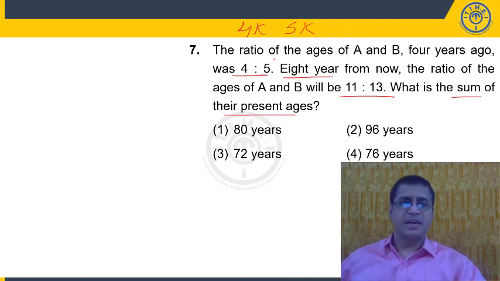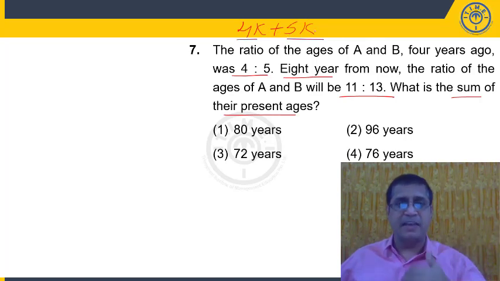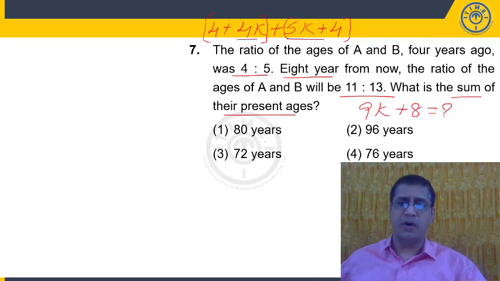Sum of the present ages. 4K and 5K are the ages 4 years ago. When you add these two, you will get the sum of their ages 4 years ago. But what is it saying here? Present ages. Present ages means you need to add 4 to the 4K and 4 to the 5K. Means 5K plus 4K, 9K. 4 plus 4, it is 8. This is to be found. The sum of the present ages of A and B.